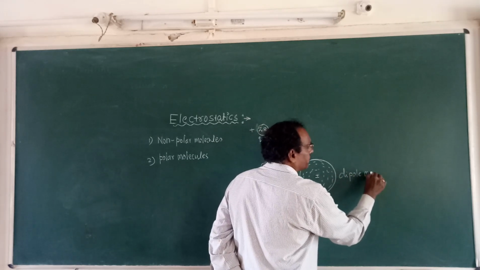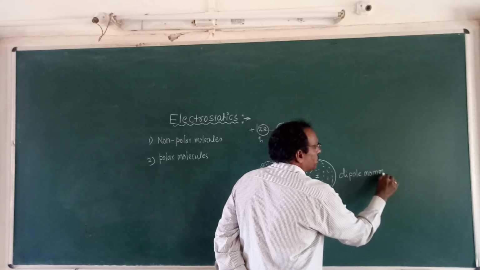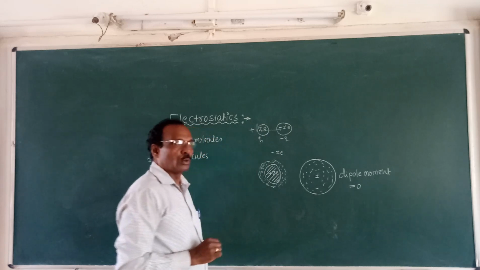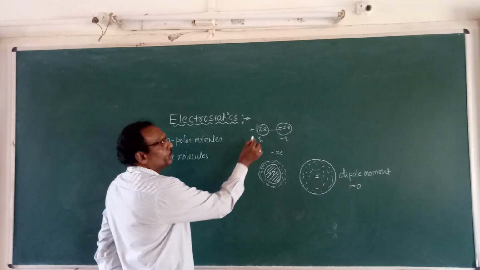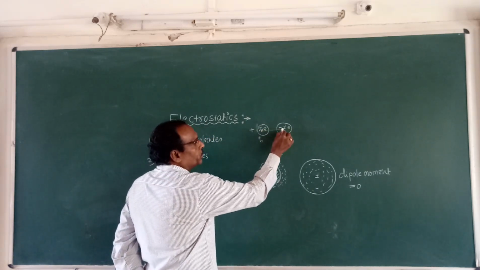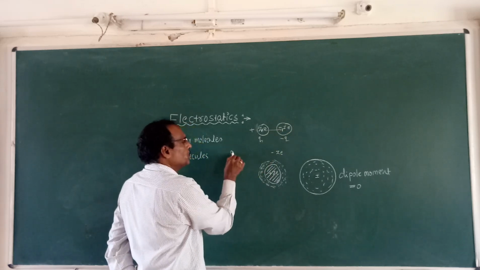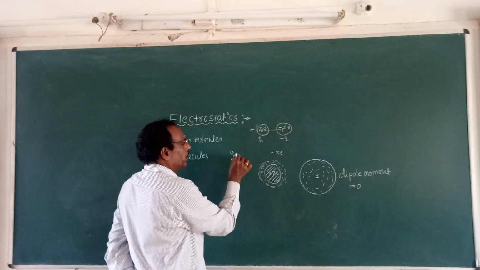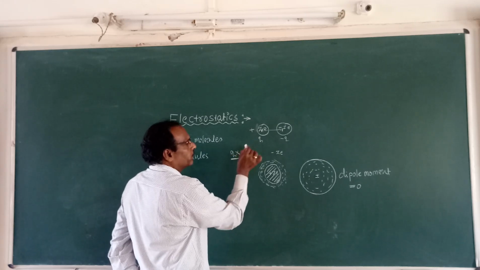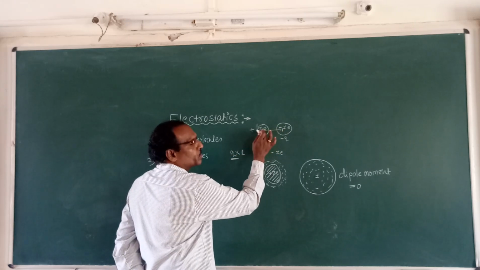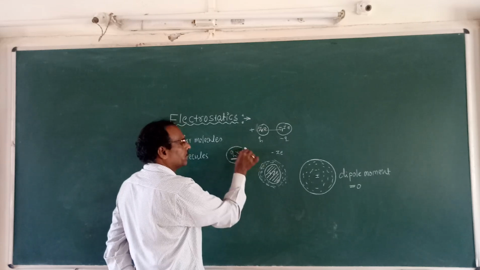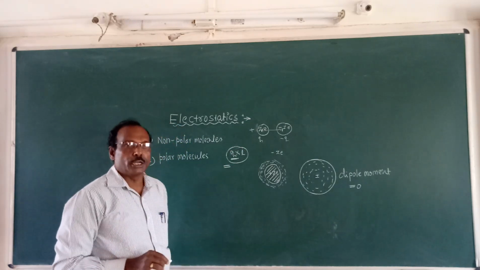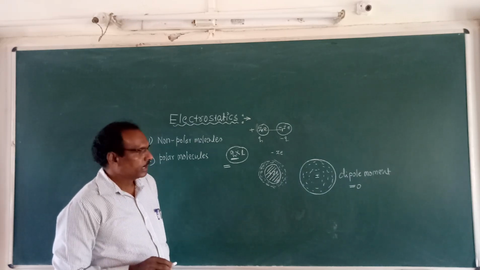Dipole moment is zero. What is the dipole moment? That is Q into D or Q into L. Q is the magnitude of either charge, into L, the distance between the two charges. The product is called the dipole moment, in coulomb meter.